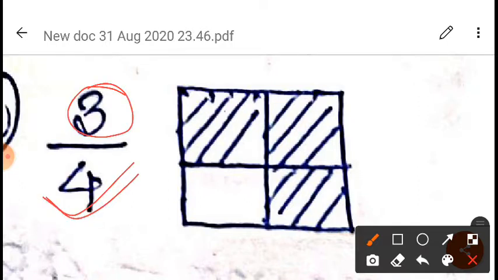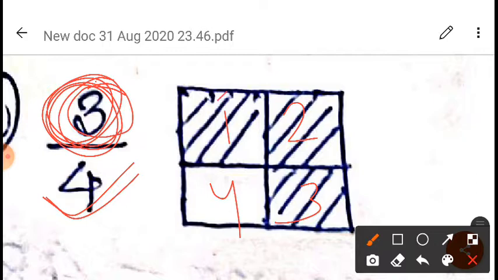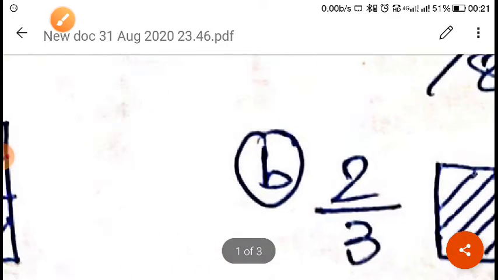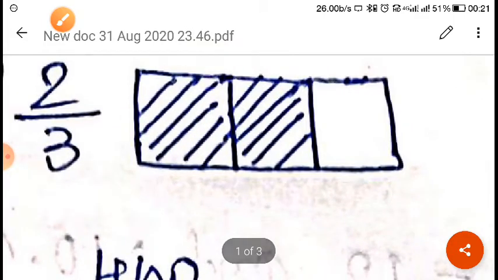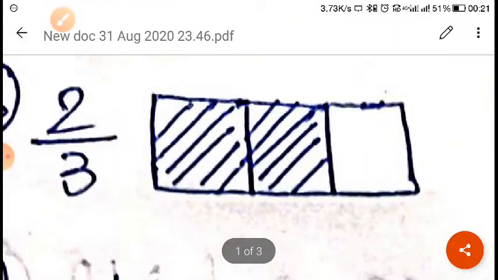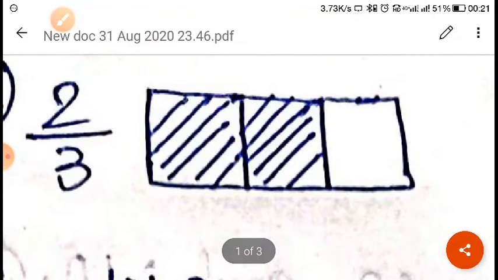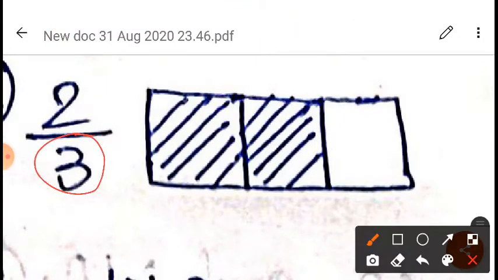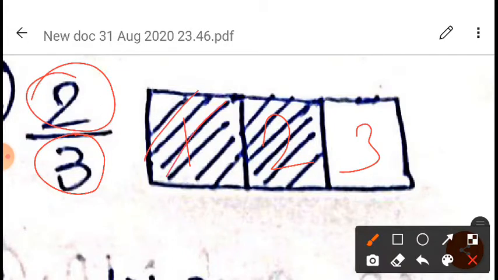How many boxes are there? 1, 2, 3 and 4 boxes are there. In the numerator is given 3, which means you have to set 3 parts. In the same way, in question number B, how many boxes will be there? It will be 3, because in the denominator it is given 3, so it will be 3 boxes, 1, 2 and 3. In the numerator you can see 2 parts, which means you have to set 2 parts.